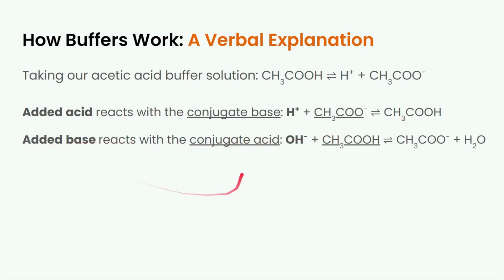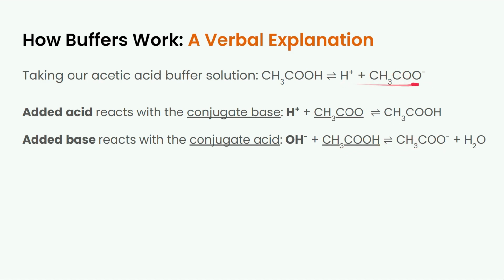Conversely, if we add some base, it will react with the conjugate acid. So we've got some base written here, OH minus in bold, hydroxide anions. They'll react with the acetic acid in our buffer system to generate acetate and some water. So in the context of our overall equation, the equilibrium is initially pushed off to the right because this reaction here generates the acetate anion.